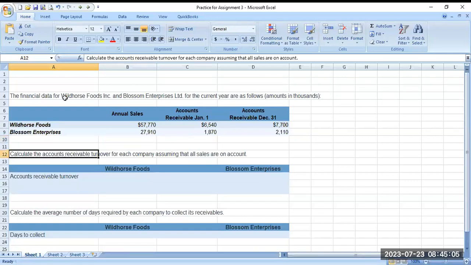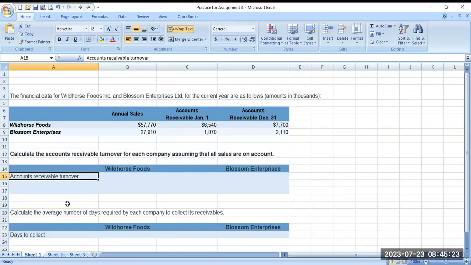What do we have to do? We have to calculate accounts receivables turnover for each company, assuming that all the sales are on account. The other thing is that we have to round our number to 1 decimal place. Okay, so we have our ratio, which is accounts receivable turnover. So now how are we going to get the number? Very simple. Use the round function right there, right in the beginning.